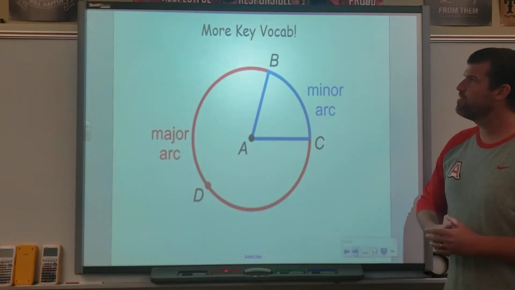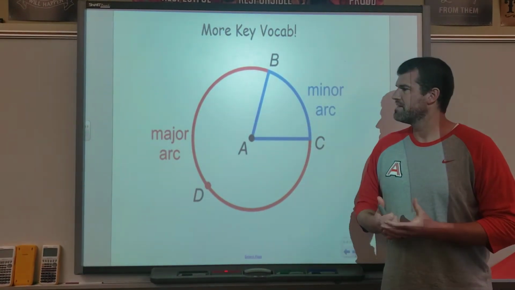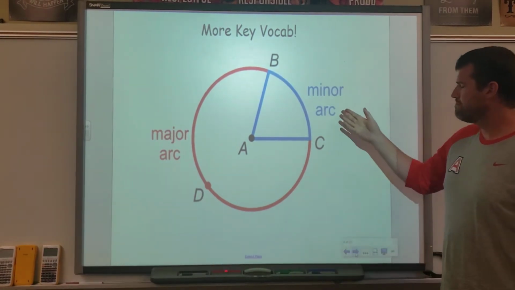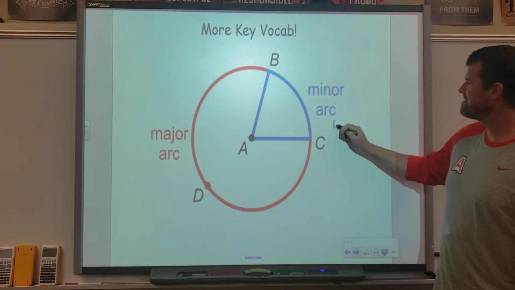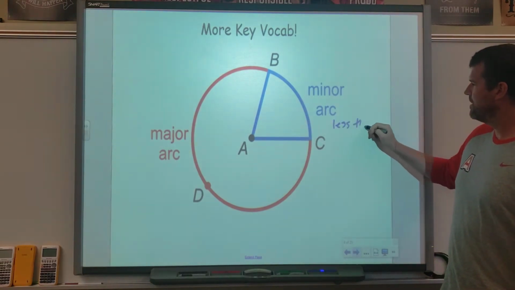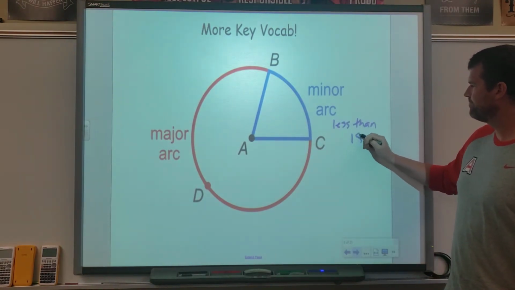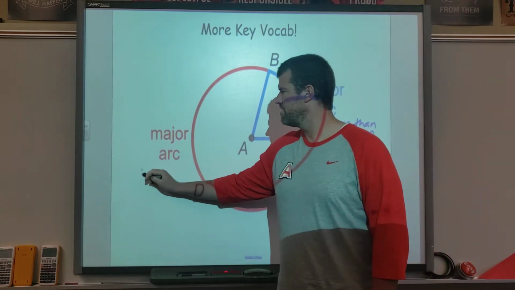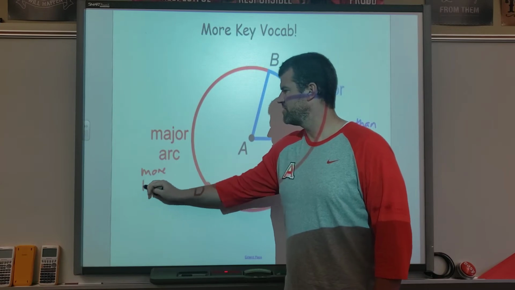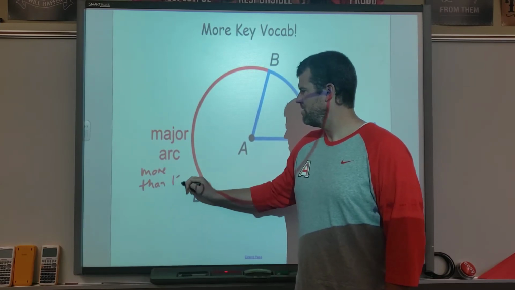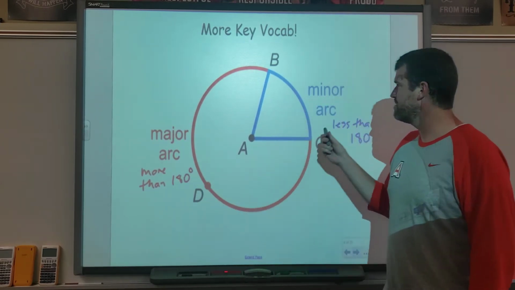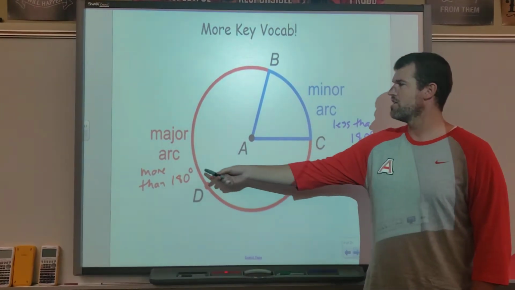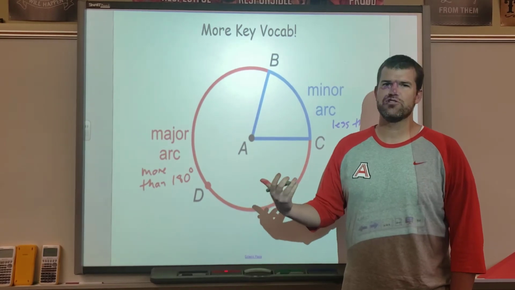Okay, the other key vocab that we talked about in this section was minor arc versus major arc. So a minor arc is just less than 180 degrees. A major arc is more than 180 degrees. Or sometimes I think about it as the minor arc is the shortest way between two points, and the major arc is the longer way between two points.